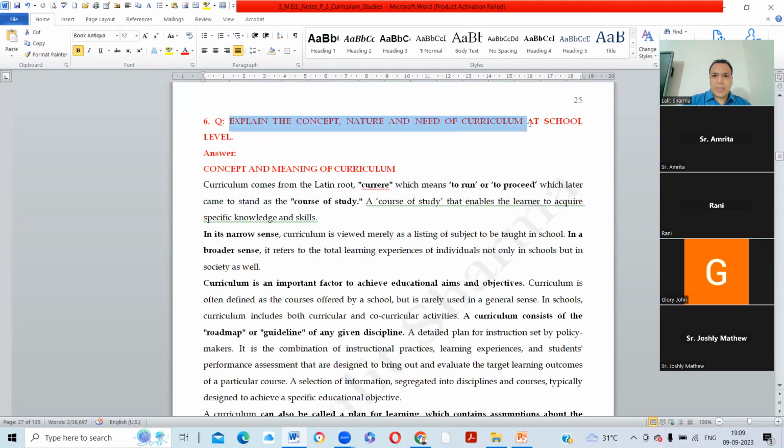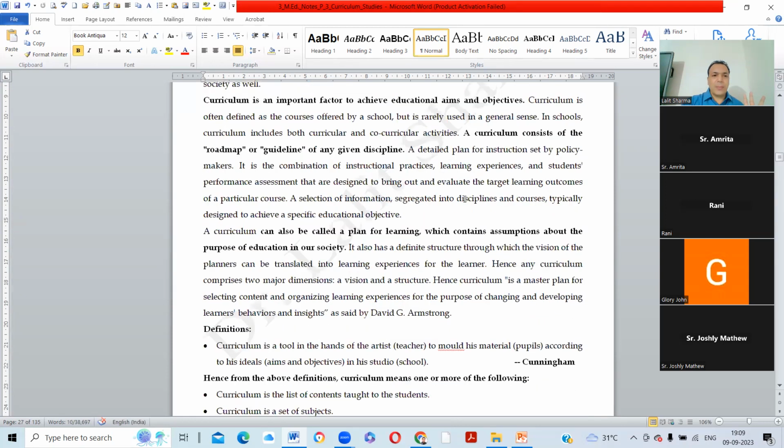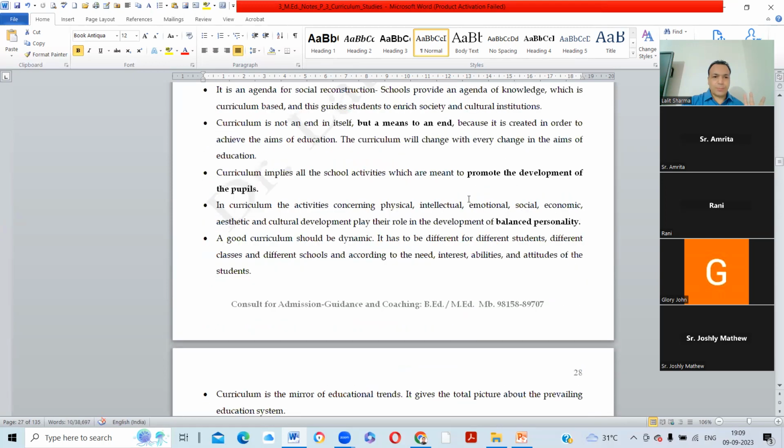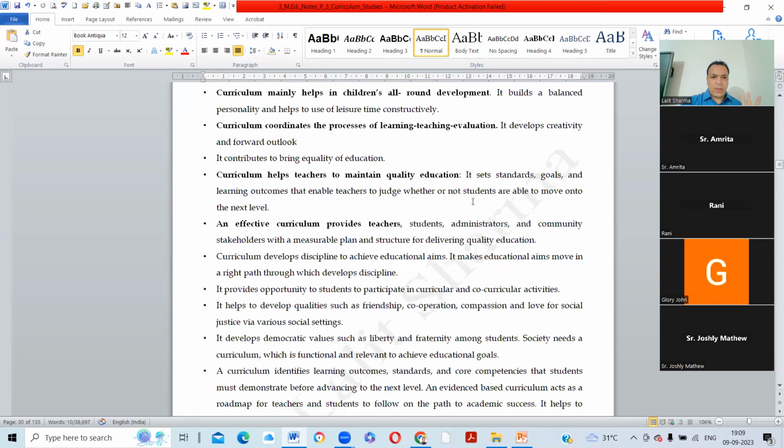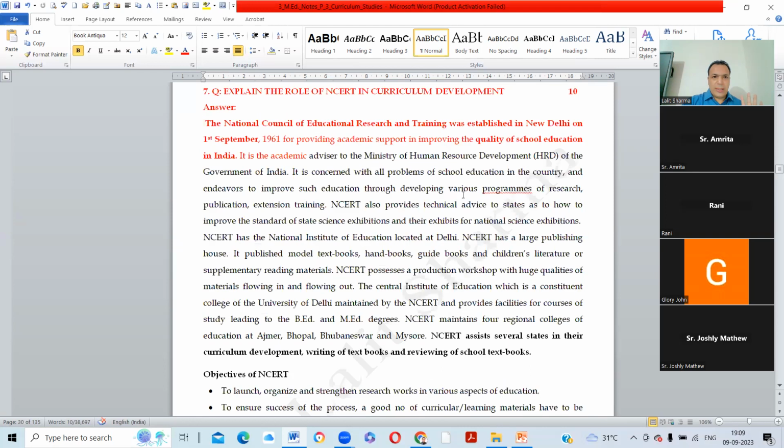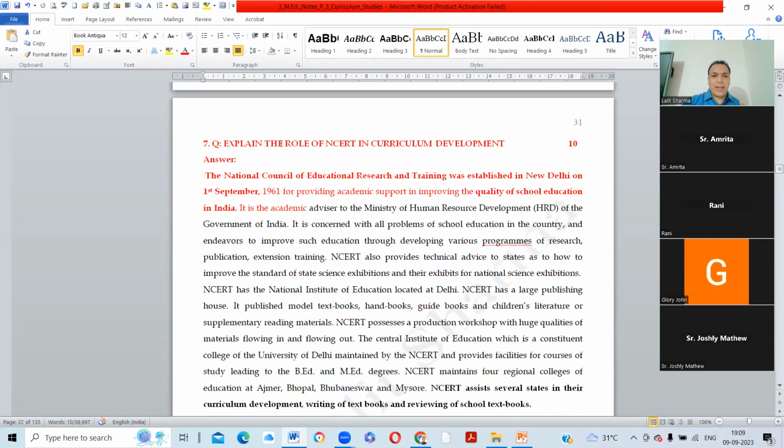Next, explain the concept, nature and need of a curriculum at school level. We have already done these questions, right? Concept of curriculum, nature and characteristics, what is the need of a curriculum at the school level? Right, guys? Need of a curriculum at the school level. Then explain the role of NCERT in the curriculum development. Now look, we have done these questions.